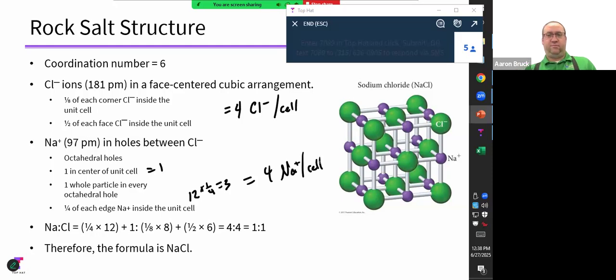So 4 and 4 is the same as 1 and 1. This is how we come up with sodium chloride as NaCl. Again, based on charges, that's exactly what we would expect. But now we have the unit data that verifies that. It is 1 to 1.